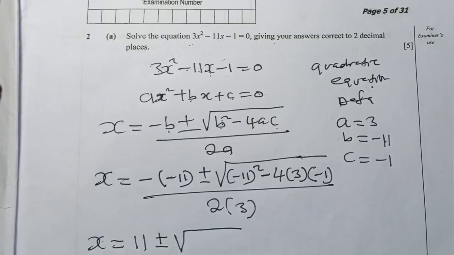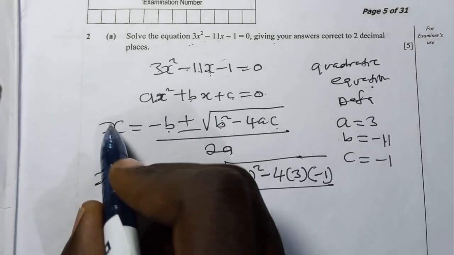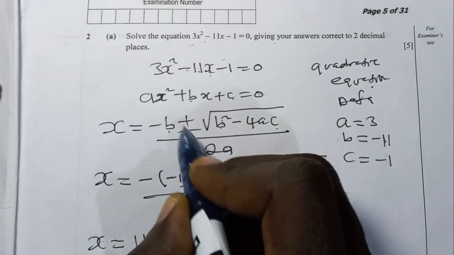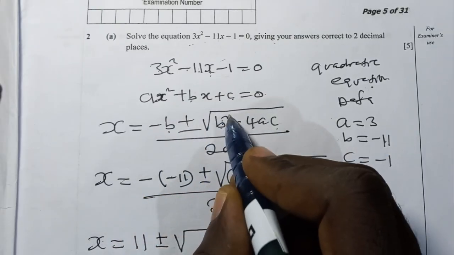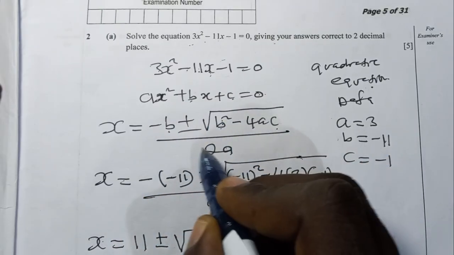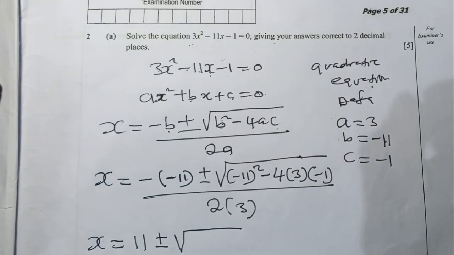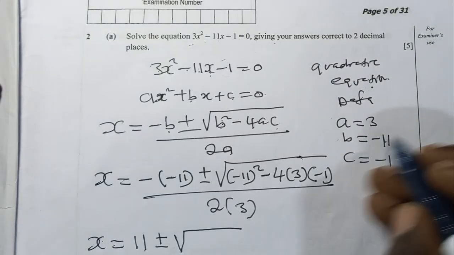This is the quadratic formula. It is always given on the first page of the paper for both ECZ and the Cambridge syllabuses. So we write x is equal to negative b plus or minus square root b squared minus 4ac, over 2a. That is the formula. In this case, it's just a matter of plugging in.